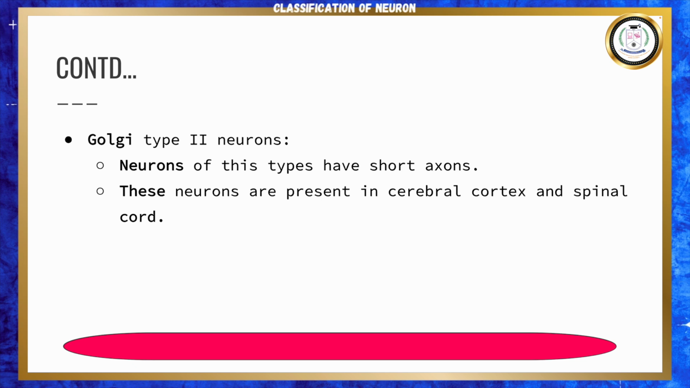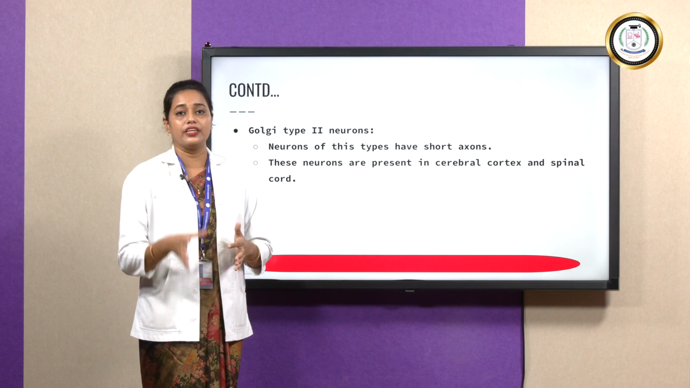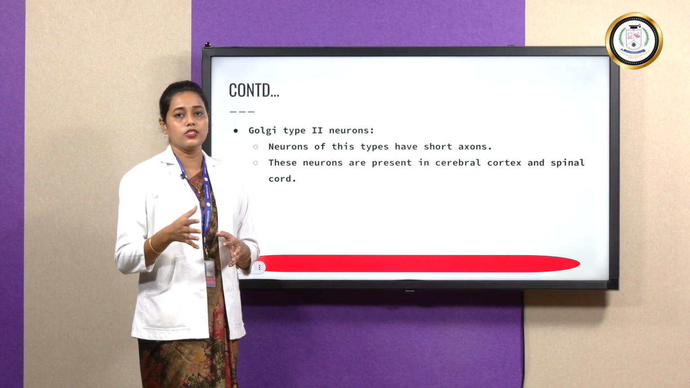Next one is Golgi type 2 neurons. These Golgi type 2 neurons will have very short axons. These neurons will be majorly present in the cerebral cortex and the spinal cord.